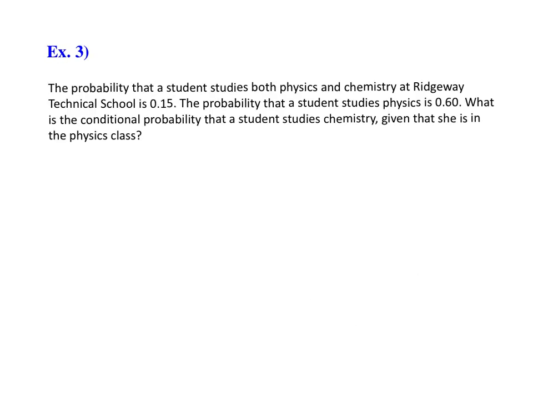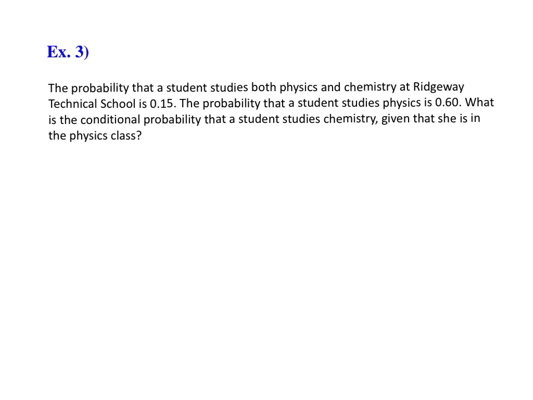The probability that a student studies both physics and chemistry at Ridgeway Technical School is 0.15. The probability that a student studies physics is 0.6. What is the conditional probability that a student studies chemistry given that she is in the physics class? So we have been given all probabilities here. So we want to know the probability of chemistry given that they are in physics.